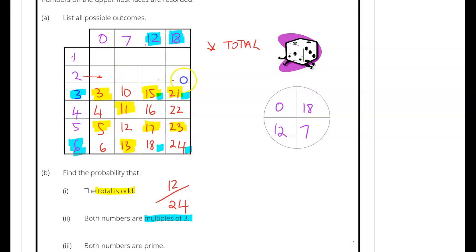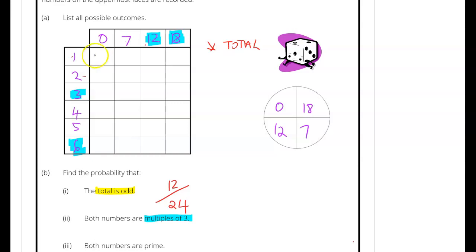If I want just what's going on the spinner and the die, I could rewrite this sample space like this. 1 on the spinner, 1 on the die, 0 on the spinner. 1 on the die, 7 on the spinner. 1 on the die, 12 on the spinner, and so forth.